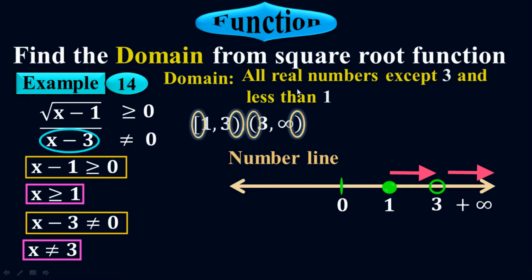Whether I write the answer in words, like all real numbers except 3 and less than 1, or in ordered pairs, both answers are correct. But remember one thing, it absolutely depends on your question. If the question asks to simply find the domain, you only put one answer. There may be a question where they specifically ask that you write the answer for the domain in words. Then you will need to write the answer for the domain in words.